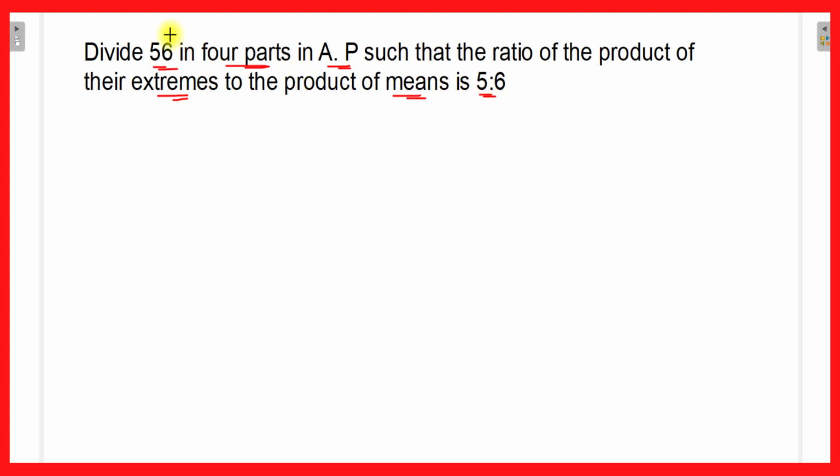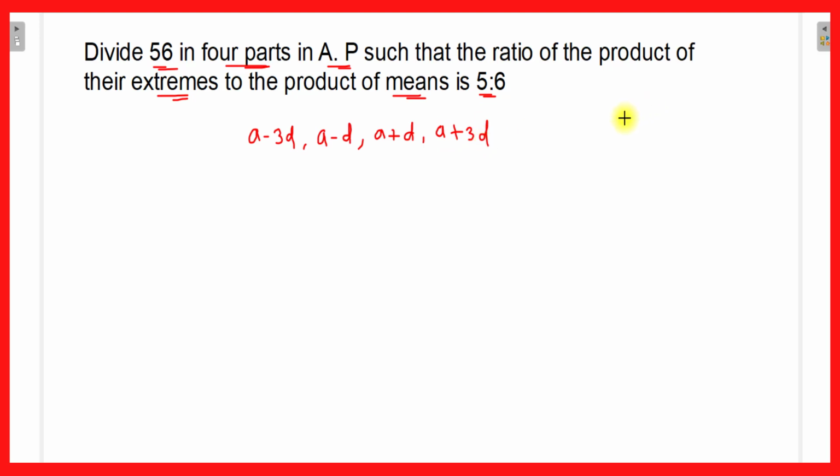Here, friends, we have to divide 56 in 4 parts, and those 4 parts will be in AP, and that AP will be in such a way that the ratio of the product of the extremities to that of the product of the means is 5:6. So we have to assume the 4 terms of the AP. When we assume them, we assume it like this: A minus 3D, A minus D, A plus D, and A plus 3D.